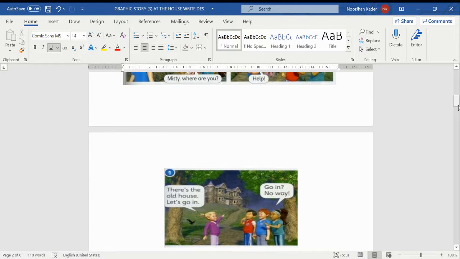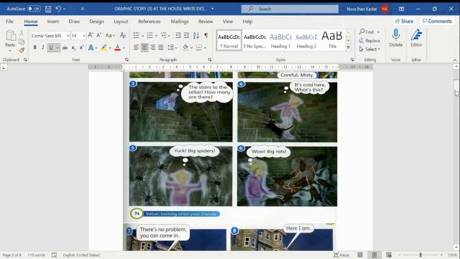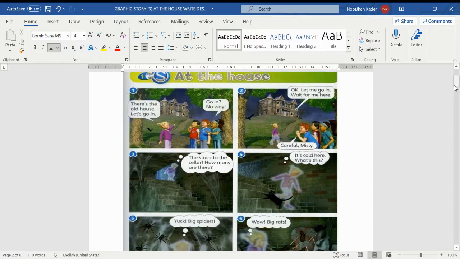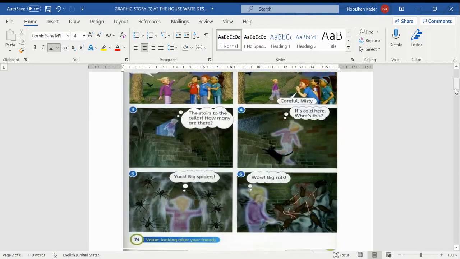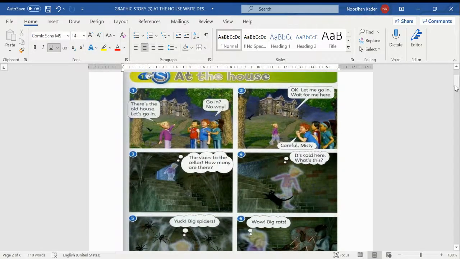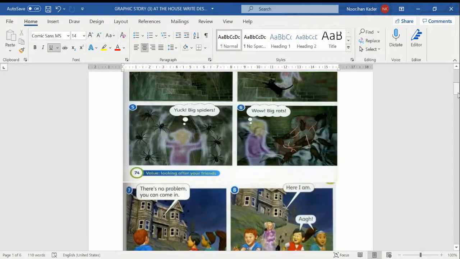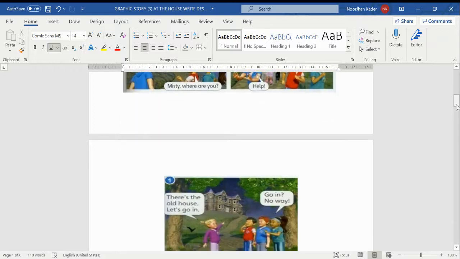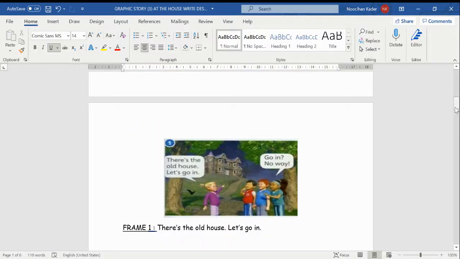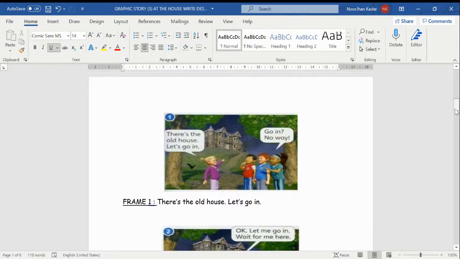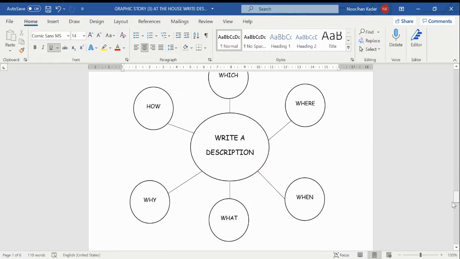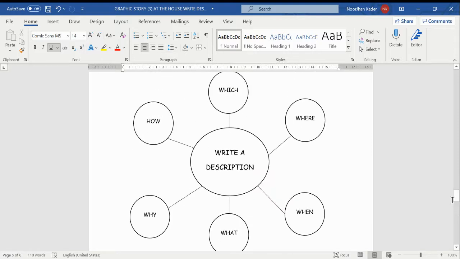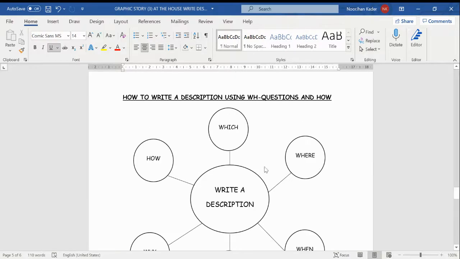Or you can also look at the whole picture of the graphic story. Okay, you can go back to the whole story, the graphic story, and check also. But most importantly, you have to go through one frame at a time, one by one. Okay. So first, let's look at this. Okay, which.